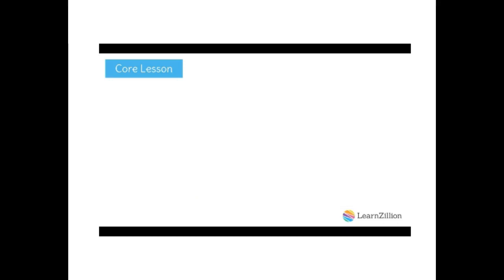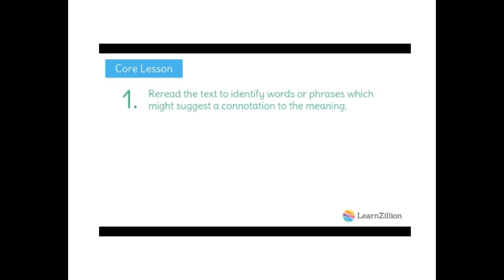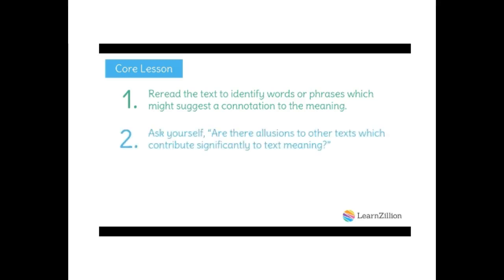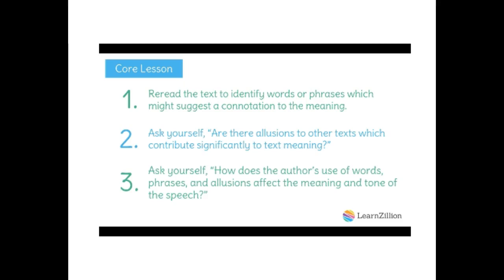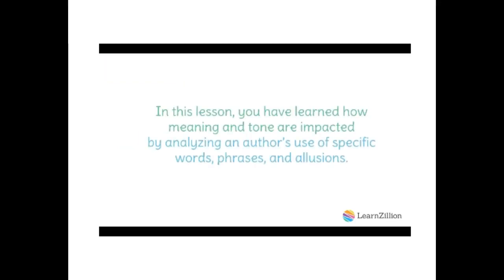There are 3 steps we use to show how meaning and tone can be impacted by an author's use of words, phrases, and allusions. First, we reread the text to identify words or phrases which might add a connotation to the meaning. Second, we ask, are there allusions to other texts which contribute significantly to text meaning? And third, we ask, how does the author's use of words, phrases, and allusions affect the meaning and tone of the speech? In this lesson, you have learned how meaning and tone are impacted by analyzing an author's use of specific words, phrases, and allusions.